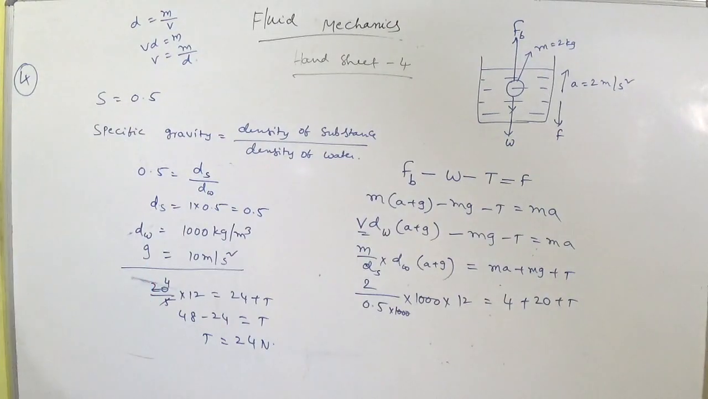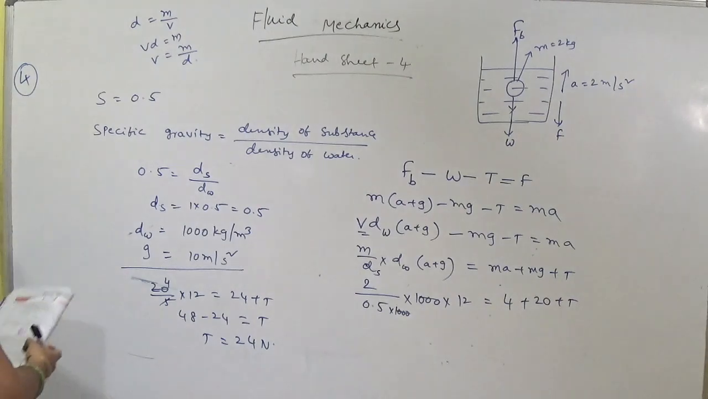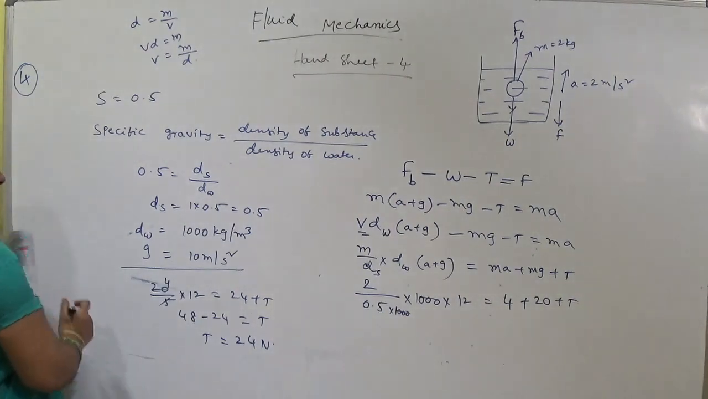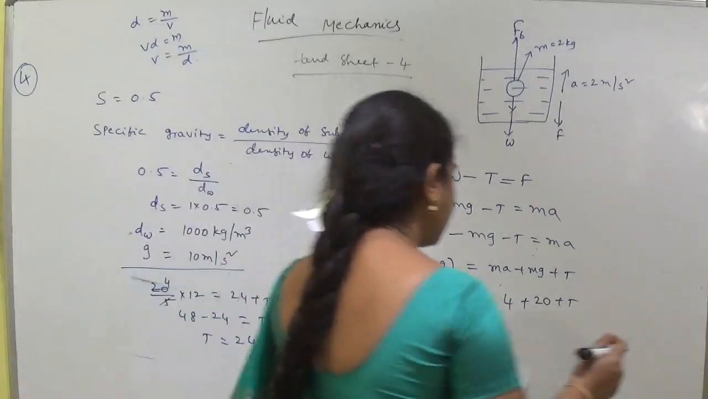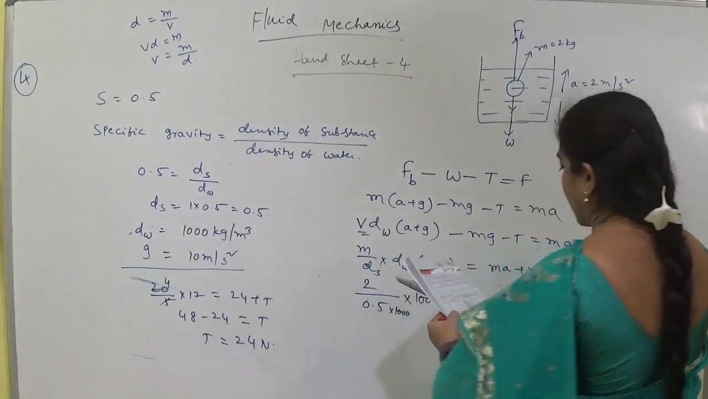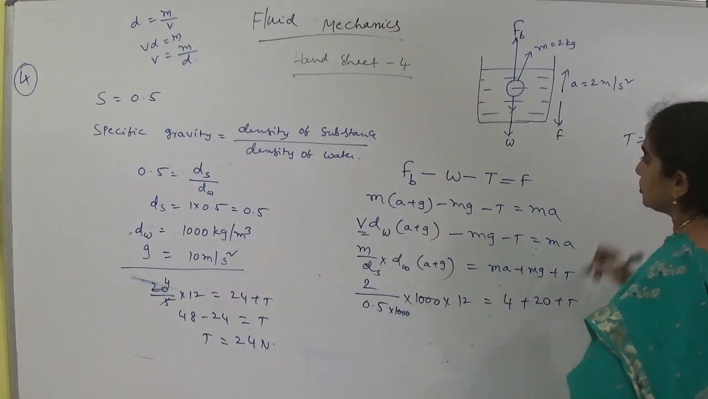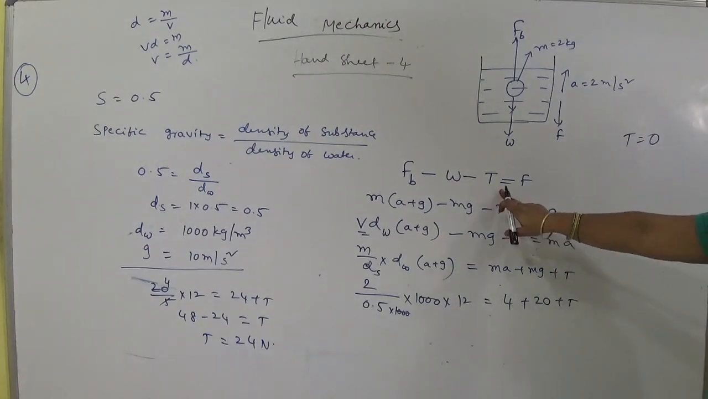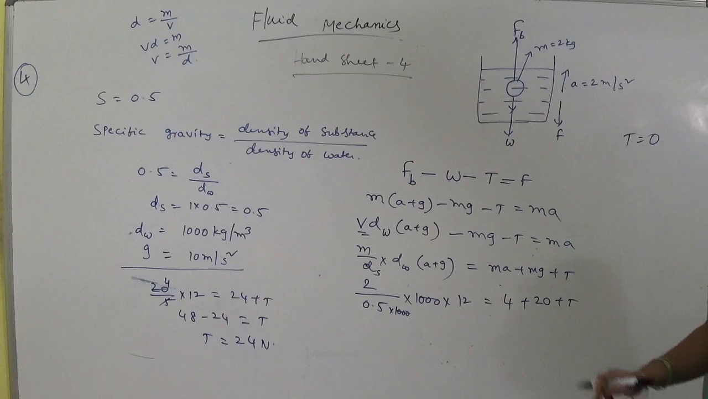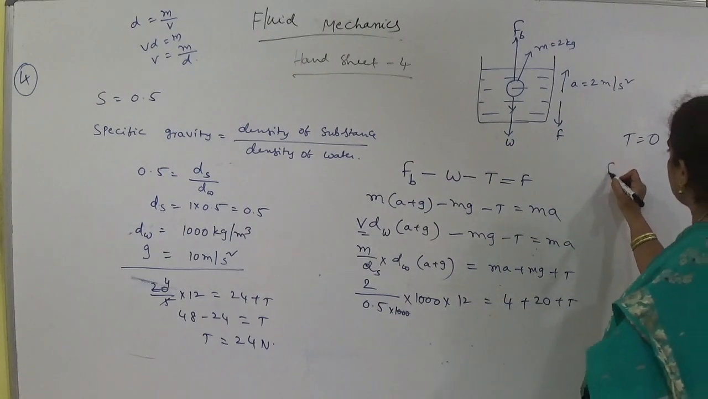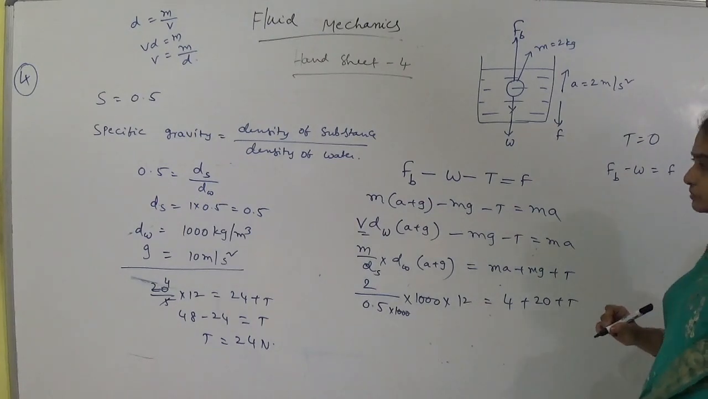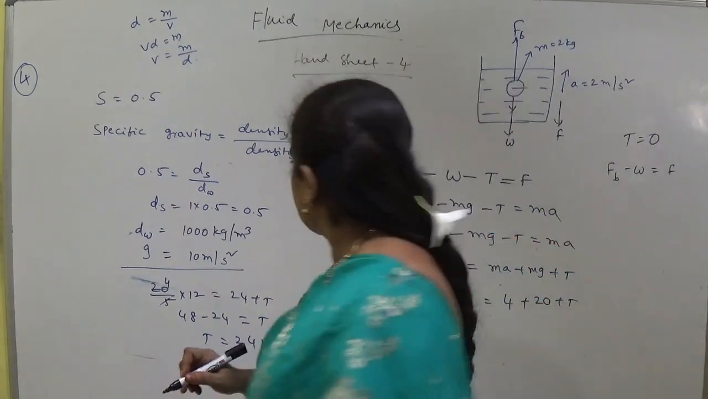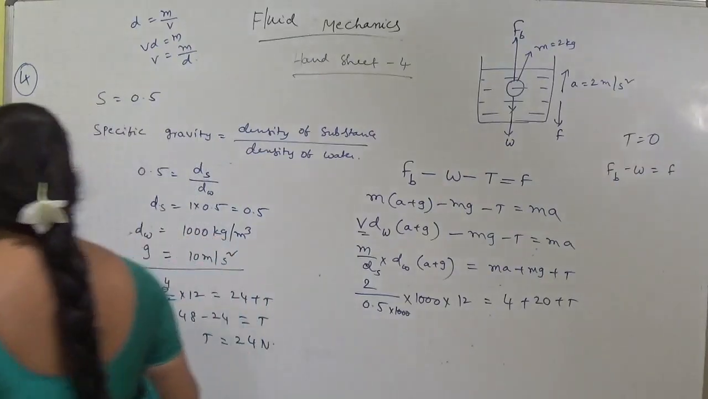So the first option is correct. And for the second one, when the thread snaps, T is equal to 0. Thread snaps, T is equal to 0. FB minus W is equal to F.